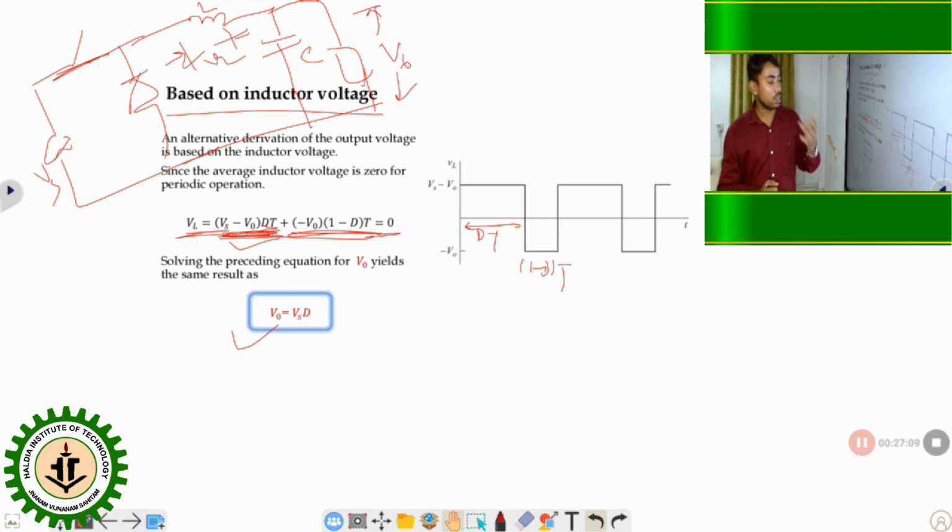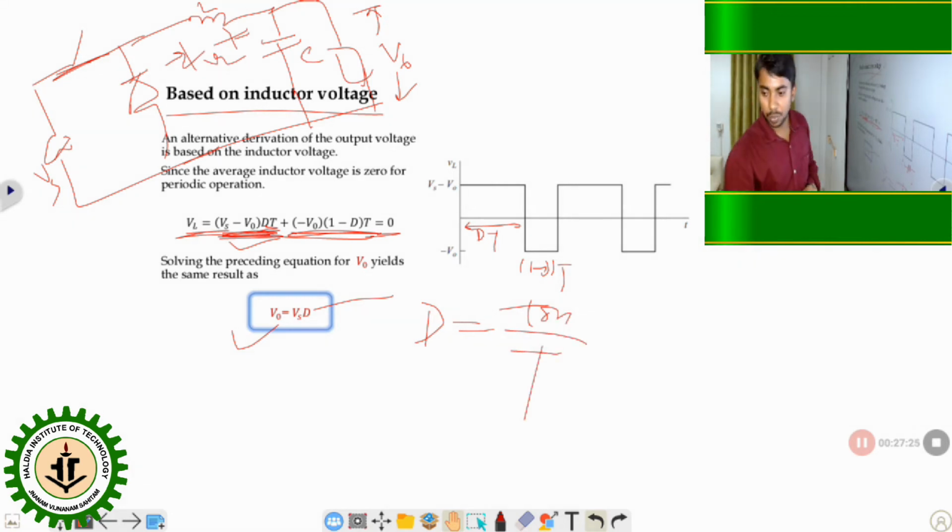What is D? This is the ratio equal to T on over the total time period. From here we calculate the T on time is equal to D times T, and the off time should be T minus DT. So we can get the output. For the switch closed, the time period will be (1 minus D) into T. By using a simple equation, we can prove the output voltage for a buck converter.